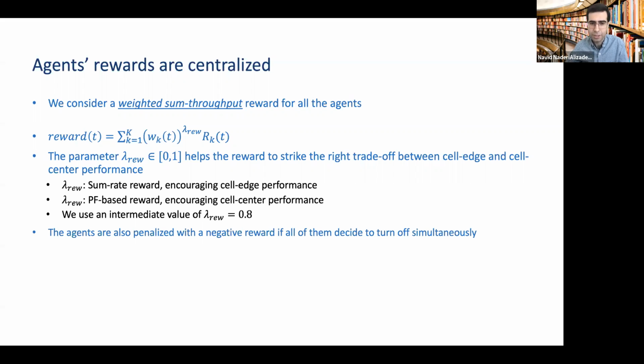There is an edge case here because we're doing the decision-making in a distributed way. It might be the case that in some time steps, all of the agents decide to turn off. Of course, that's a waste of resource, and we don't want that to happen. In that case, we penalize the agents with a negative reward, which, if I remember correctly, is the negative of the PF ratio of the highest PF ratio user across all of the TPs. That way we make sure that when we deploy the agents, they will not all turn off at the same time. But remember that they're doing this decision-making in parallel, so they do not know what the other agents are going to decide.